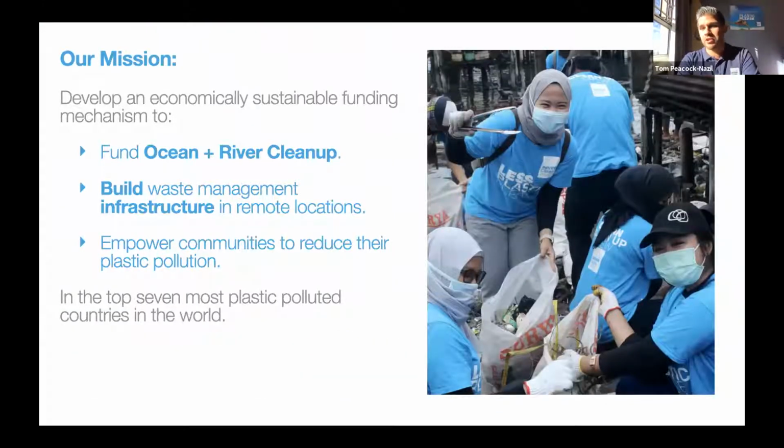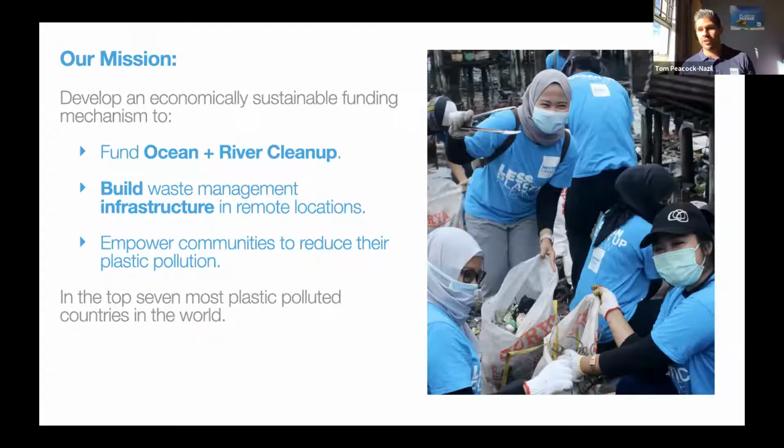If you look at what our mission is today, it's come a long way from those early days. It's really to develop an economically sustainable funding mechanism, one that can fund ocean and river cleanup, one that can build waste management infrastructure in remote island locations, and also one that can still stay true to its cause and empower local communities to reduce their plastic pollution.